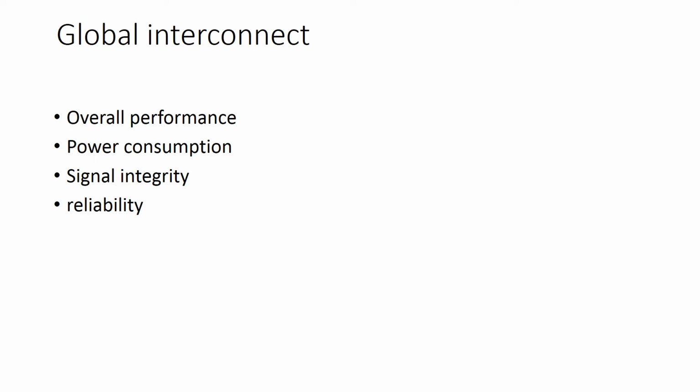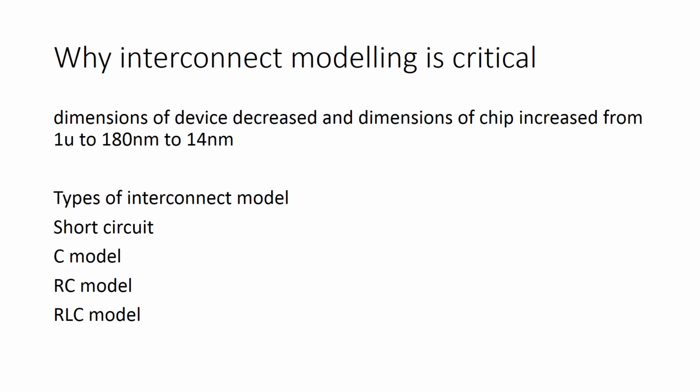As we all know, global interconnects are very important because they define your on-chip buses, your address buses, your timing signals, your clock distribution wires, or maybe they are distributing the power supply and the ground to all the blocks. That is why global interconnects decide the overall performance, power consumption, signal integrity and reliability. So interconnect modeling is very critical.